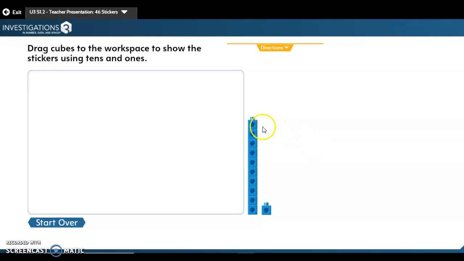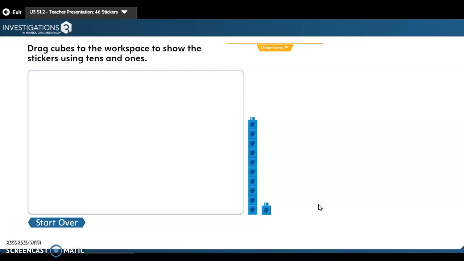But we're going to use our cube of 10s and our 1s. We're going to use cubes this time instead of our stickers. But notice that you can also use your 10s rods and your 1s cubes. Those are also things that you can use for these. So we're going to drag the cubes to the space to show the stickers using the 10s and 1s.